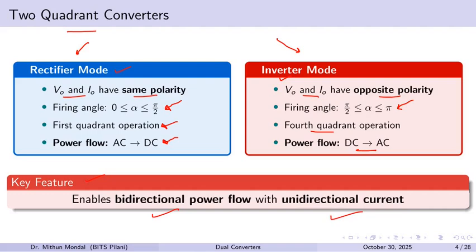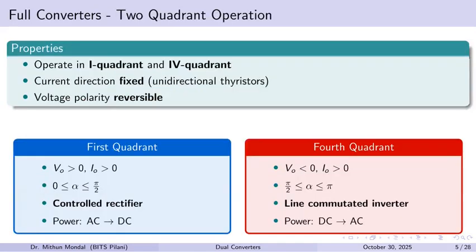We have seen the two quadrant converter in detail in the previous lectures. The full converter, that is the two quadrant operation, will operate in the first quadrant as well as in the fourth quadrant. Current direction will be fixed because of the unidirectional thyristors, and the voltage polarity will be reversible. In the first quadrant, voltage and current are both positive, with alpha between 0 to pi by 2. It is a controlled rectifier and power flows from AC to DC load. In the fourth quadrant, the voltage is negative but the current is positive, so alpha lies between pi by 2 to pi. These are used as line commutated inverters and the power flows from DC to AC source.